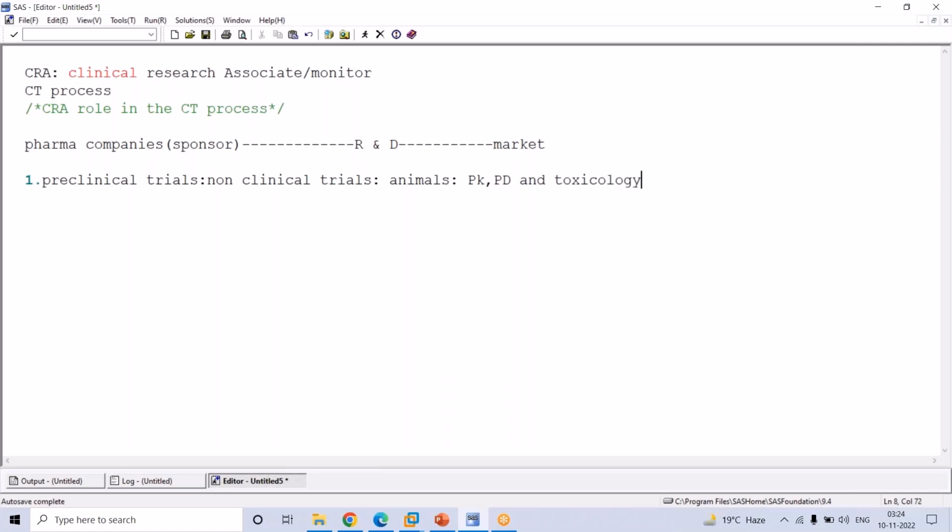So we study the drug movement in the body, what the drug does to the body and what the body does to the drug. And we also see different toxicological properties of the product. After all these, they start the clinical trial. But before we start the clinical trial, they should get approval. They will get approval by submitting an application called investigational new drug application.